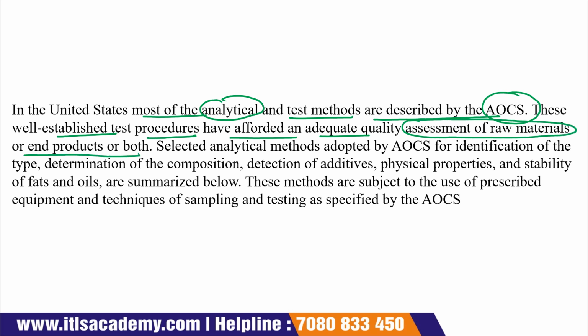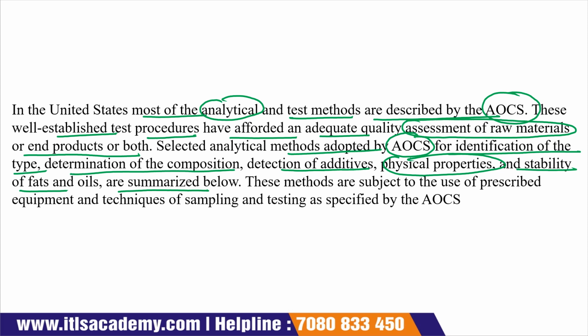In that, various tests are adopted for the assessment of the raw material or for the assessment of the end product, and some tests are common for both the raw material and the end product. Now, selected analytical methods adopted by the AOCS for the identification of the type, determination of the composition, detection of additives, physical properties, and stability of fat and oil are summarized below, meaning in the next slide.